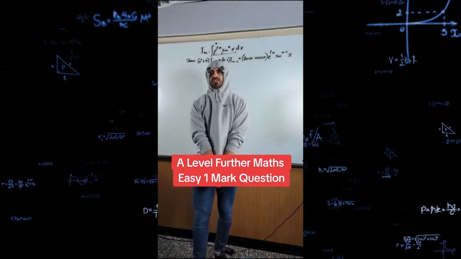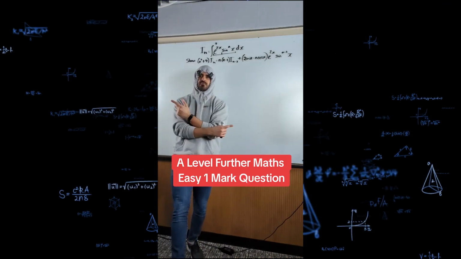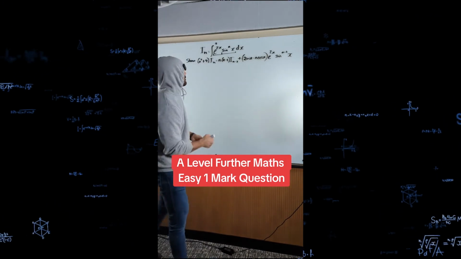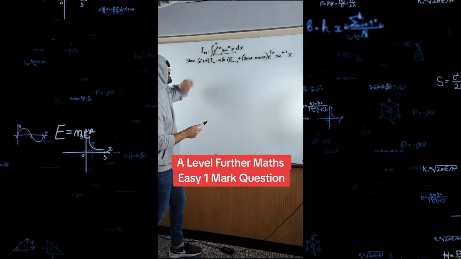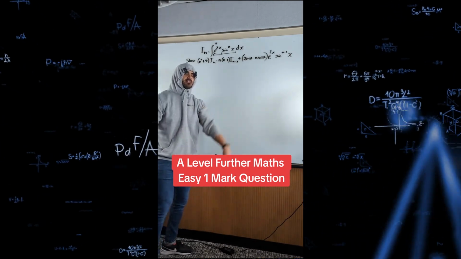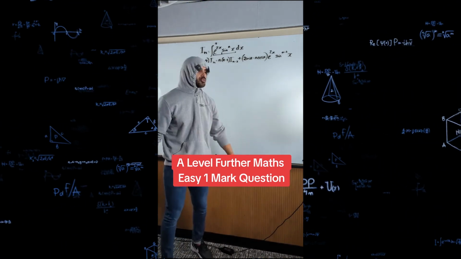Some of the Further Mathematicians of Lund Gang wanted me to answer this really easy 1-mark reduction formula question. So, In, or I_n, is the integral of e to the power of 2x sine to the power of nx dx. Show this beautiful thing is true.